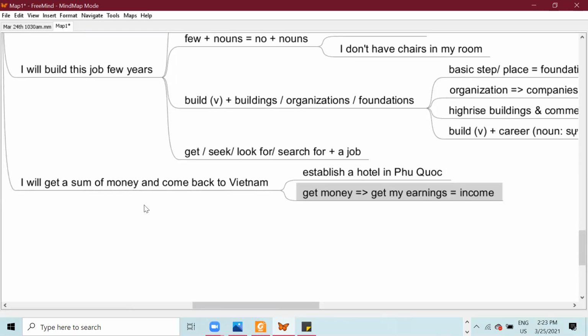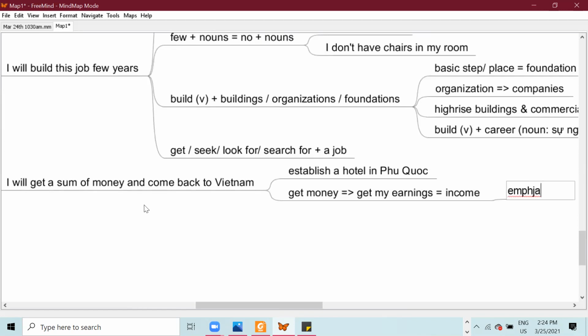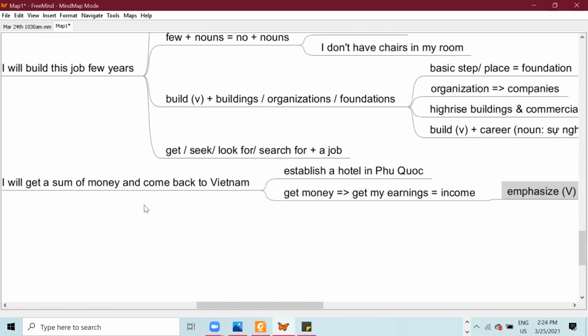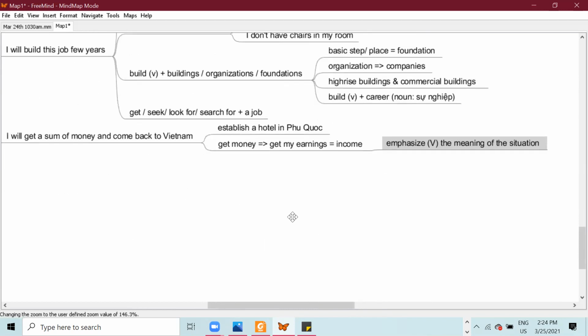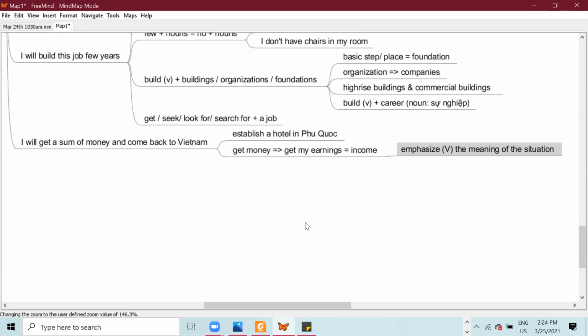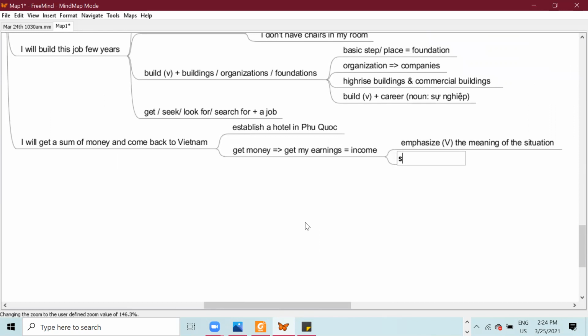But when you say get money, people are not going to understand that you get money and then you will put your money into the bank account and then you save your money. So when you get your money, you need to stress, you need to emphasize the meaning of the situation. So the meaning of the situation right here, you want to study abroad in Australia, and after you graduate from an Australian university, you will get a job in Australia and you will save your money, you get your income, and then you can say that I put my earnings into a saving account.